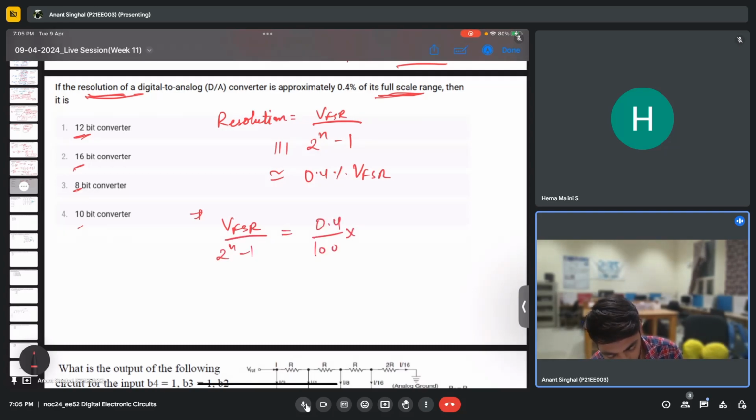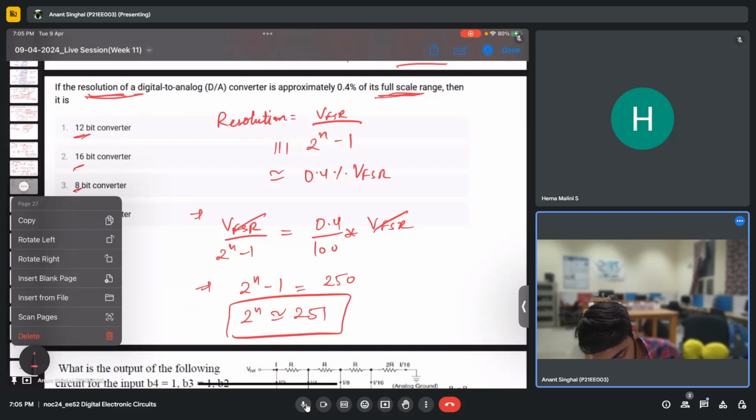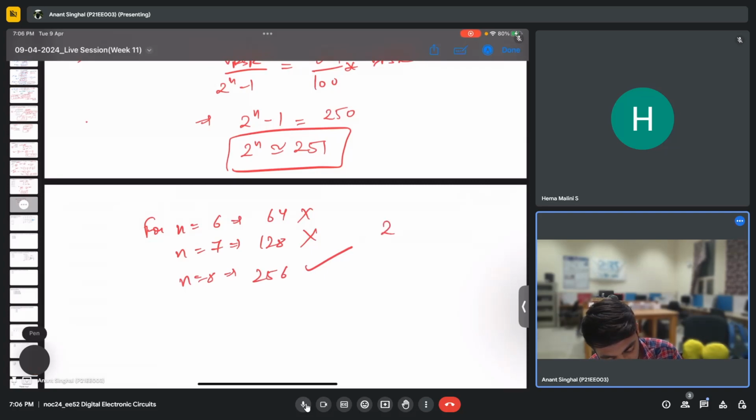So I'll write 100 times VFSR. So VFSR will get cancelled. This will be 2 raised to n minus 1 equal to 100 by 0.4, that will be 250, and 2 raised to n will be approximately equal to 251. So we need to find the closest n now. For n equal to 6, it will be 64, which is wrong. For n equal to 7, this is 128, which is still lesser. For n equal to 8, this is 256, which is greater than or approximately equal to 251. So this can be done using an 8-bit converter.